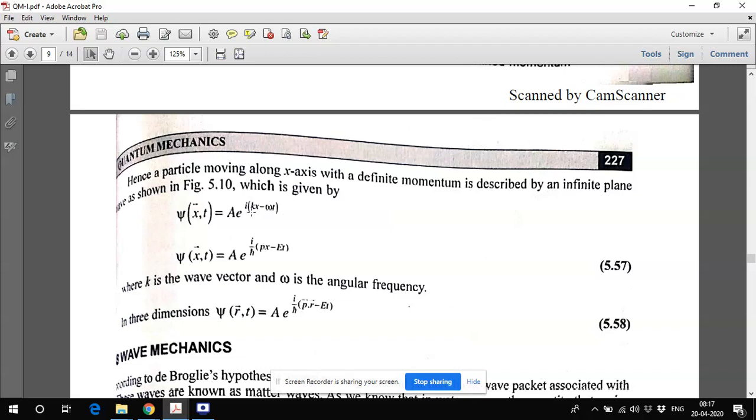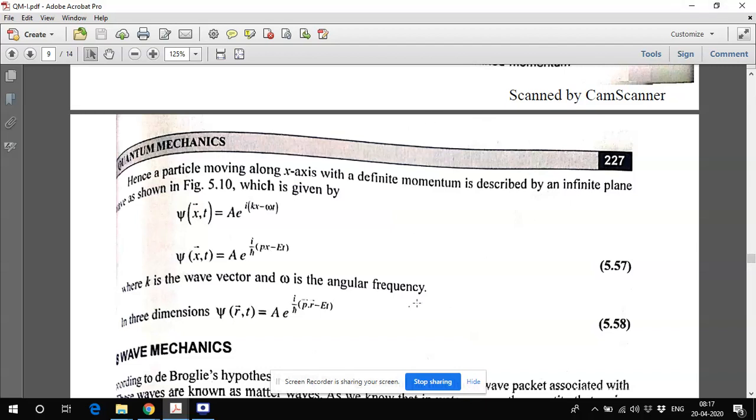Now this k you can change in the form of p upon ħ, and this ω you can change in the form of E upon ħ, and hence we can write i upon ħ (px − Et). So this particular equation is representing the wave function. So ψ is the wave function, ψ is the group of waves, in this form in which you can represent the wave nature of a particle or matter.